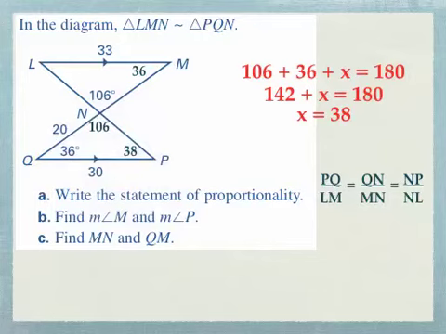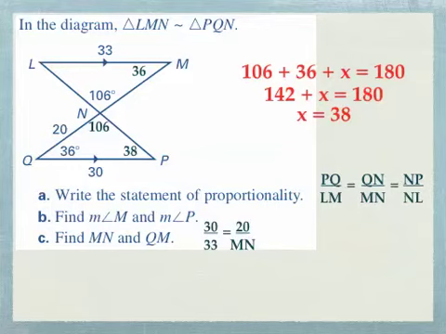C asked me to find MN and then to find QM. If you notice, MN is going to be corresponding to QN from my smaller triangle. And then I'm given that LM is 33 and QP is 30. So I can set up a proportion and say 30 over 33 is equal to 20 over MN.